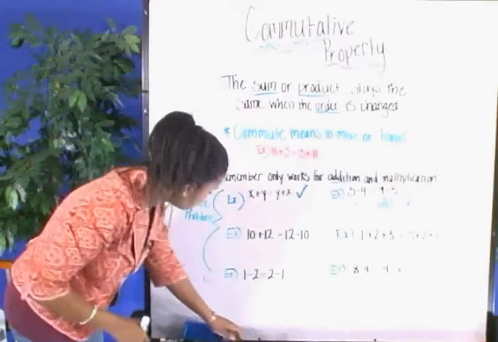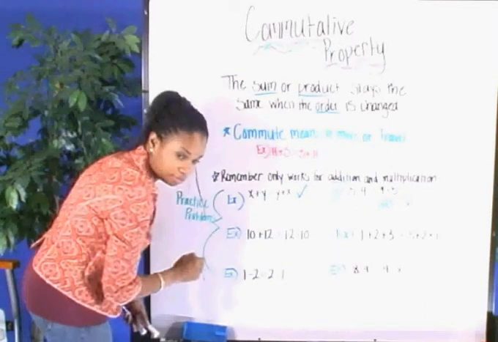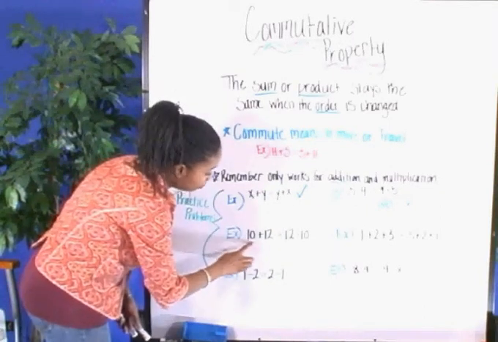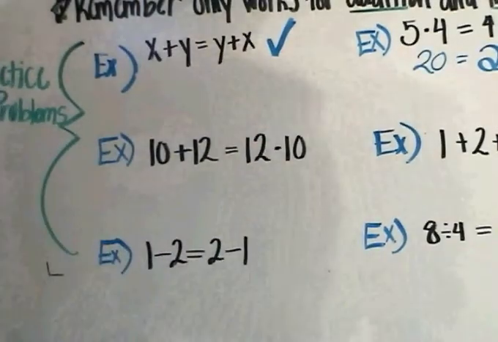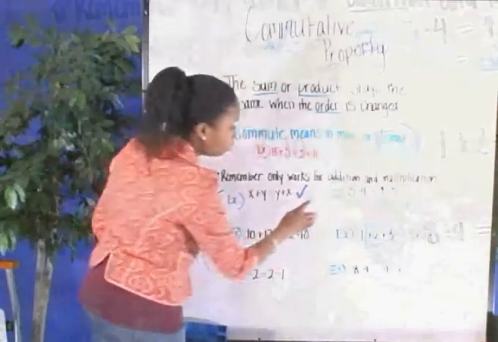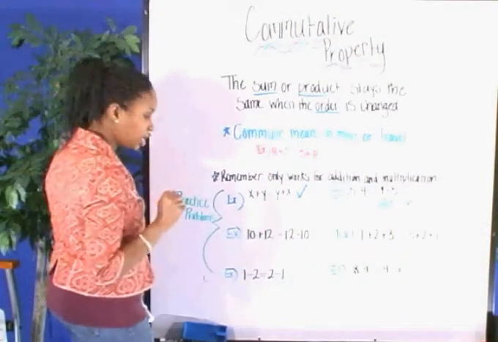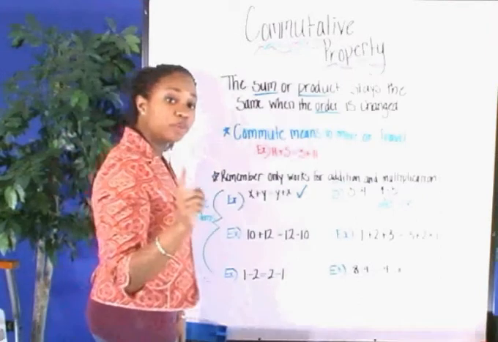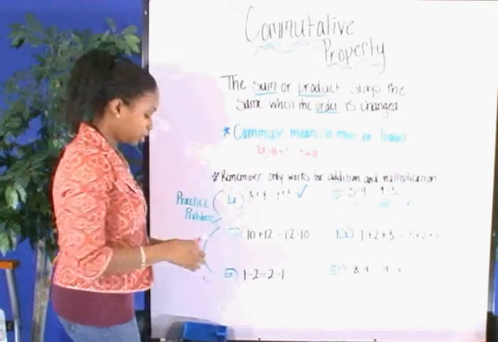Let's look at this next example. We have 10 plus 12. Is 10 plus 12 equal to 12 times 10? You might be saying, Miss T, well, you said it works for addition and multiplication and the order changes. Well, let's look at that. Remember, at the end of the commutative property, you need to have the same answer on both sides of the equal sign.